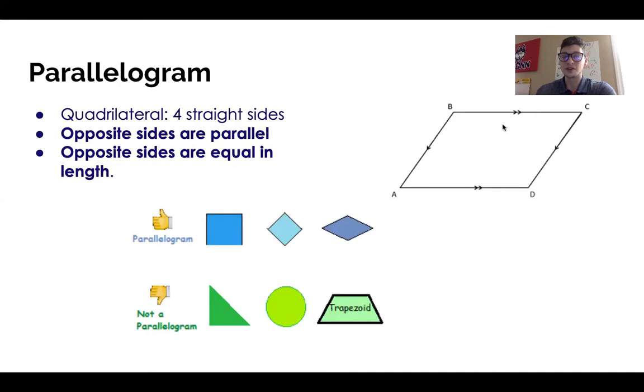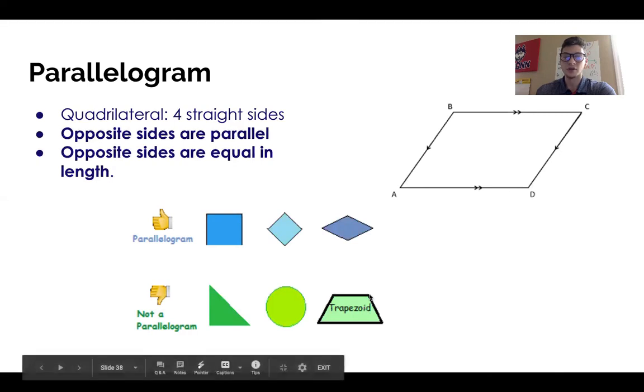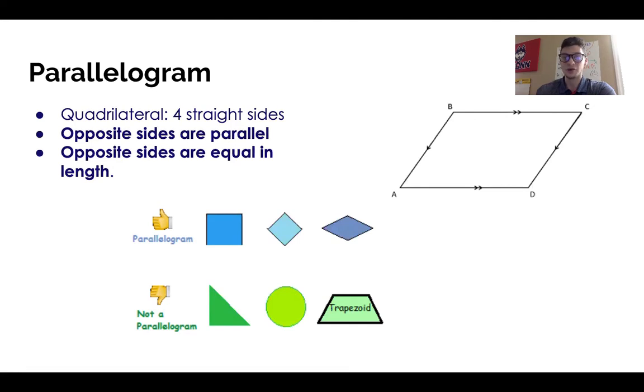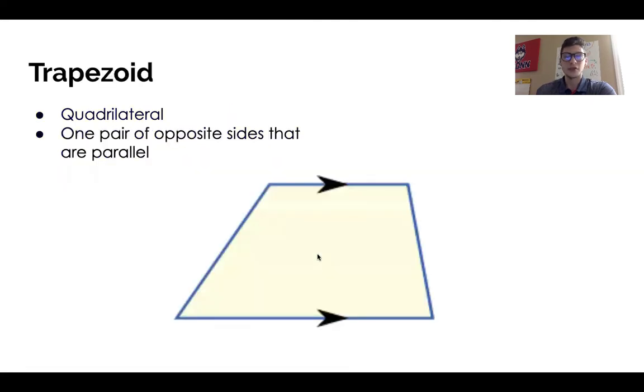So the opposite sides are parallel, and the opposite sides are also equal in length. So I can see that A to B and D to C are equal, and B to C and A to D are equal. So those are the properties of a parallelogram. All right, and you have some examples down here of shapes that are parallelograms and shapes that are not a parallelogram. The next quadrilateral is a trapezoid.